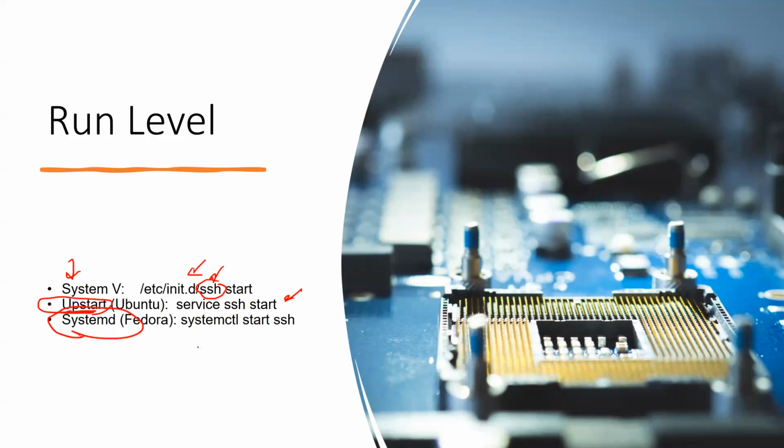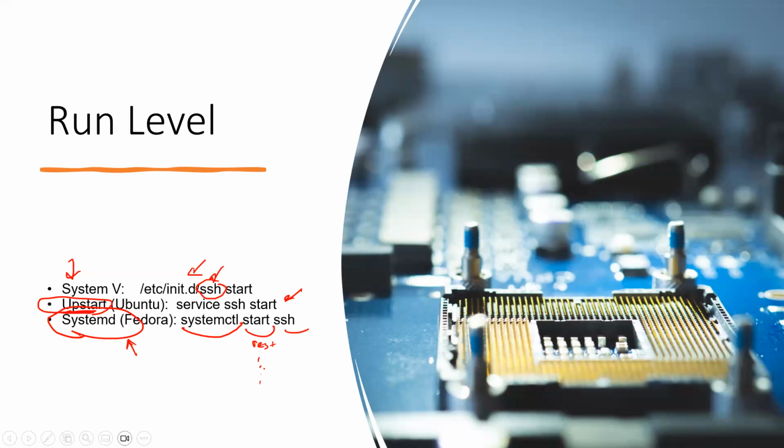System D also is the new way of reaching the services. You're using systemctl, and then you type start, restart. We have also stop, status, and then the name of a service.